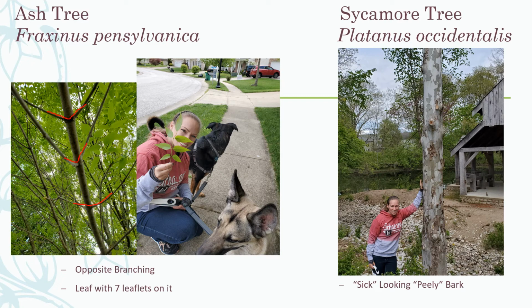Then the next tree we came across was a sycamore tree, also known as Platanus occidentalis. I'm leaning against the base of the tree. You could see that the bark looks sick or peely. Very distinctive for that tree. Right now it doesn't really have many leaves on it, and I couldn't reach those branches anyways, but you could easily identify this tree without even looking at the leaves.